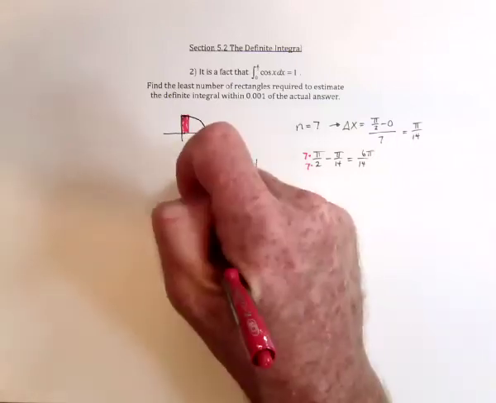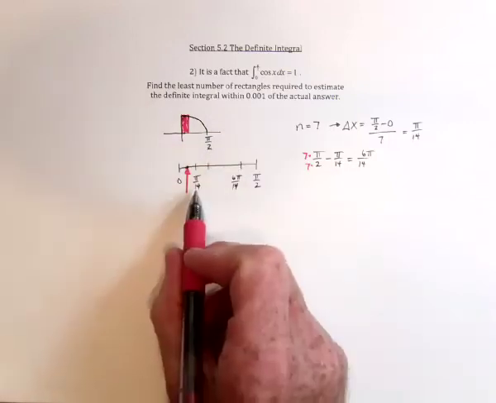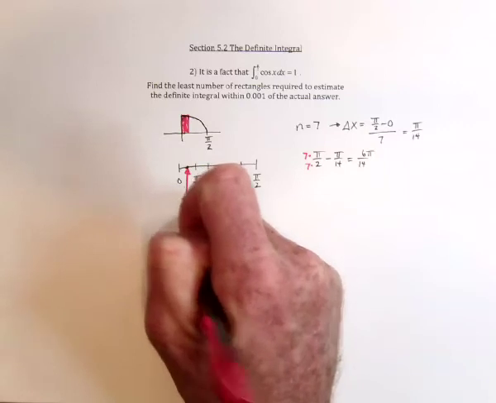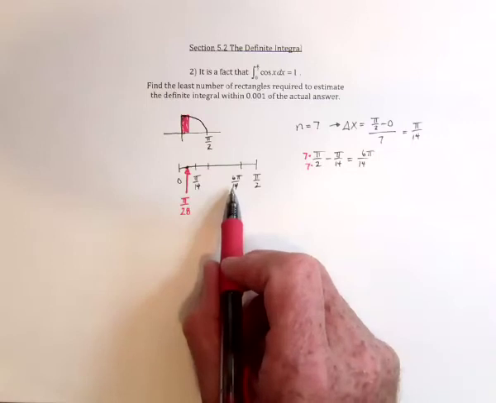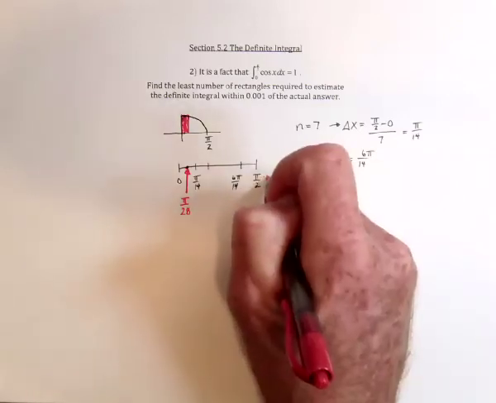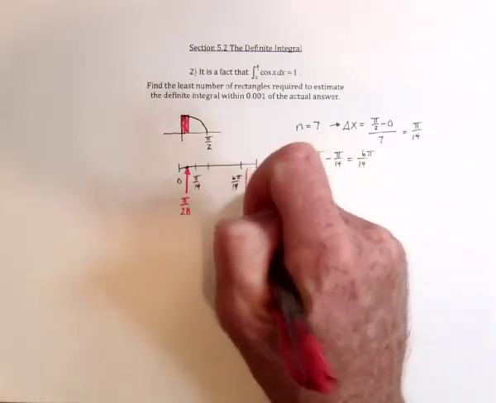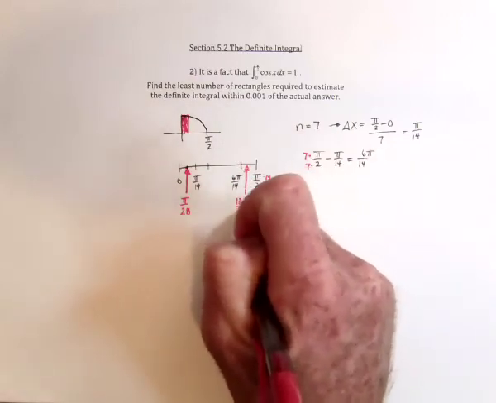Okay, now I need to know the midpoint. So the midpoint of this interval, halfway between 0 and pi over 14 would be pi over 28. And then, if we go to 28ths, this is going to be 12/28ths, and this would be 14/28ths, so in the middle would be 13 pi over 28.